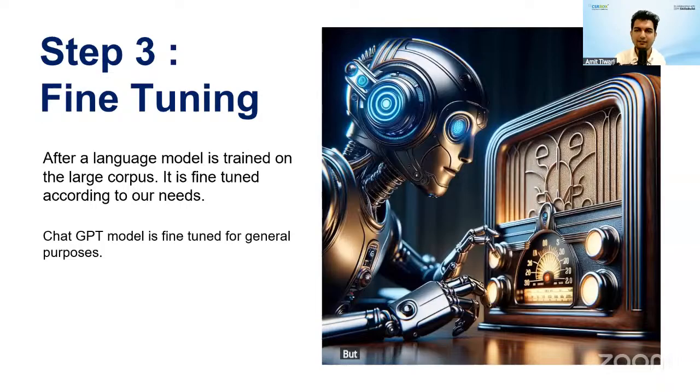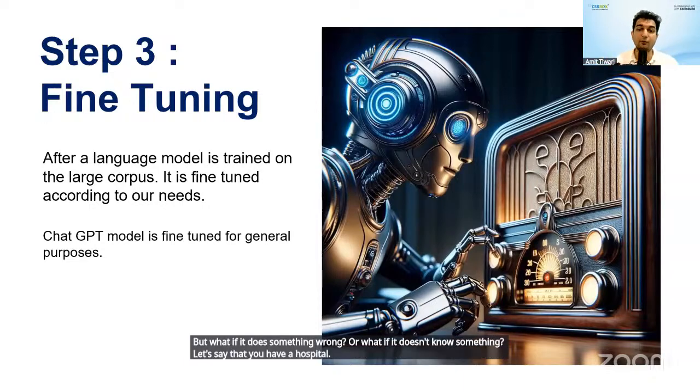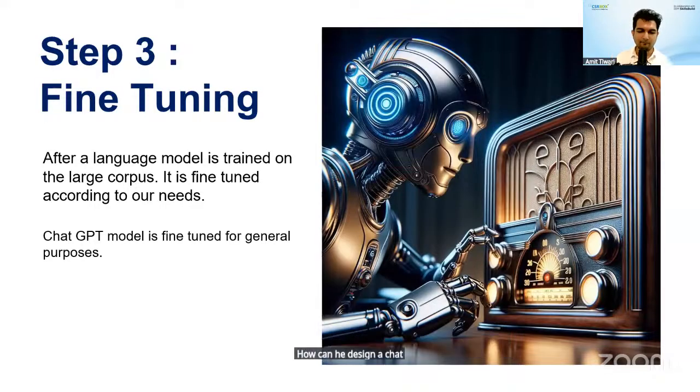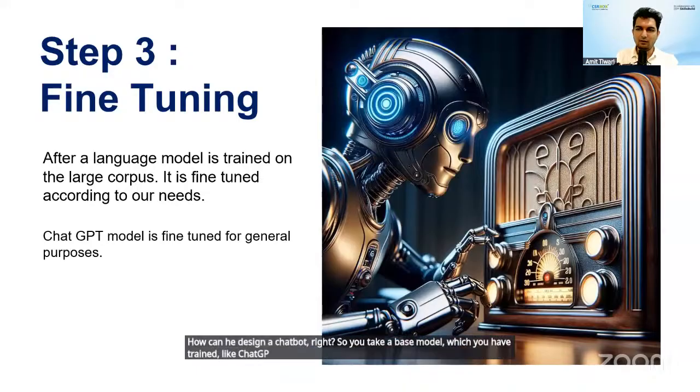But what if it does something wrong? Or what if it doesn't know something? Let's say that you have a hospital, and you want to design a chatbot for your hospital. Somebody said, how can he design a chatbot, right? So you take a base model which you have trained, like ChatGPT's base model, and you train that base model on your medical data.